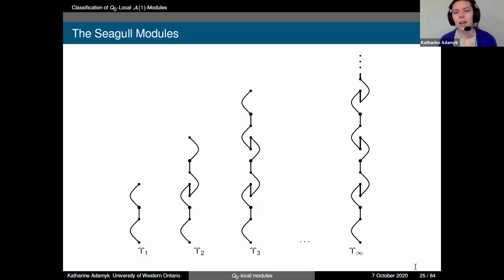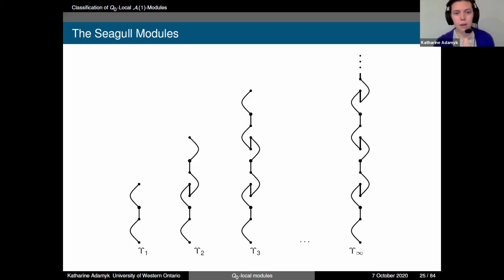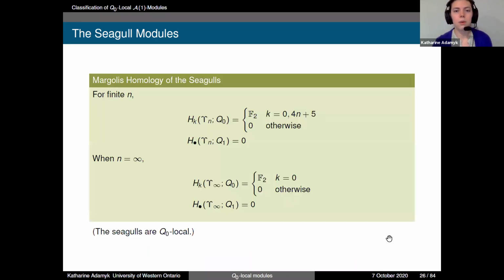If I take the co-limit, this is going to be the infinite Seagull. So when I say the infinite Seagull, I'll mean one that's bounded below, but not above. So let's think about the Margolis homology of these modules. Well, the Q-naught Margolis homology is going to pick out the classes that aren't connected to a square 1. So for each of the finite ones, that's the bottom class and the top class. And then for the infinite one, just the bottom class. And then just as we saw in the example for upsilon 1, the Q1 Margolis homology is going to be 0 in any of these cases. So this is a family of examples of Q-naught local modules.